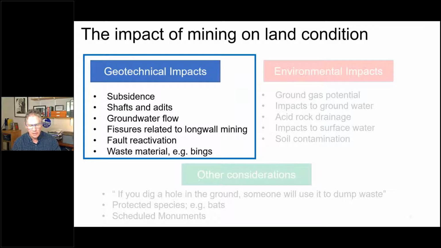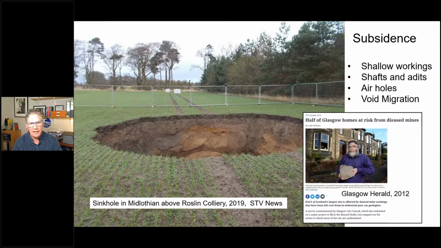Okay, so when we're looking at coal mining and other shallow mining, we're typically looking at the geotechnical impacts in particular, and those can be divided into different forms of subsidence and different issues with various waste materials from that. So this is a significant problem. As you can see, that little clipping from the Evening Times says half of Glasgow homes are at risk from mine workings. And in this particular example in Jordan Hill, residents were being asked to fork out around £5,000 to repair some of the old mine workings in the area.